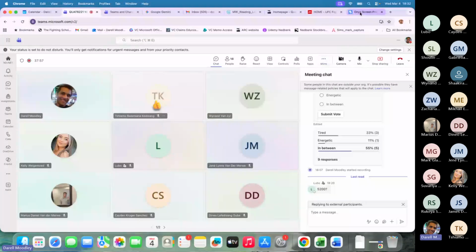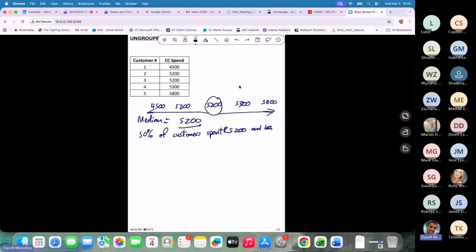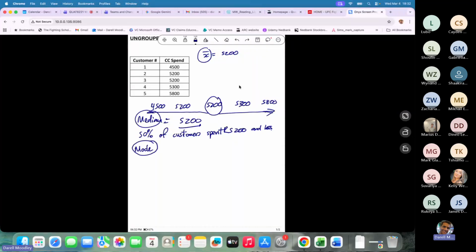All right, so we worked out the median, which is 5,200. We already worked out the mean. You used your calculator to get that. That was also 5,200. Now there's the third value, and that's the mode. That's the third way of measuring central tendency. The mode is actually very easy to calculate. It actually doesn't even require calculation.